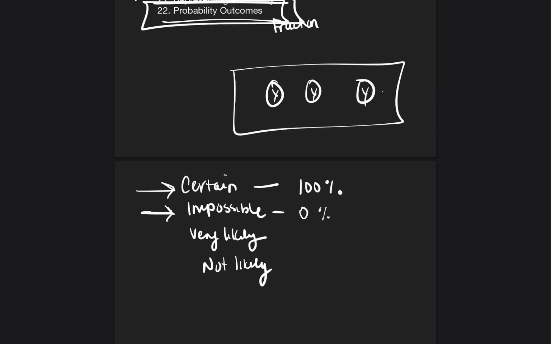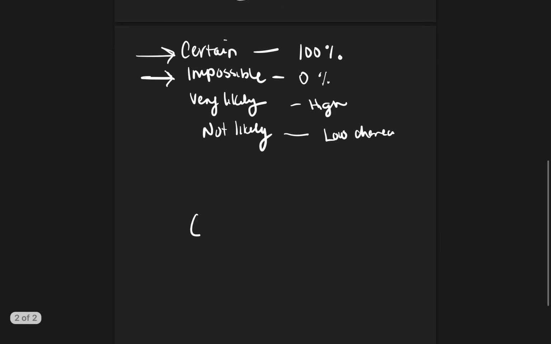Now, very likely and not likely, those are the ones that get students confused sometimes. So very likely means there's a high chance of it happening. So I would just say a high chance of it happening. Not likely is a low chance of it happening. So I'll give you an example of this. Say we have 5 marbles and one of them is blue and the rest are yellow.